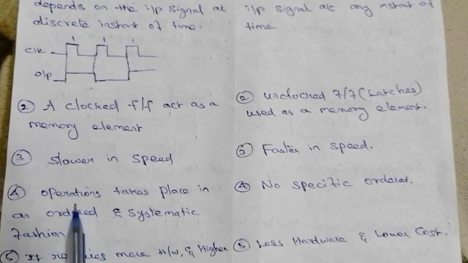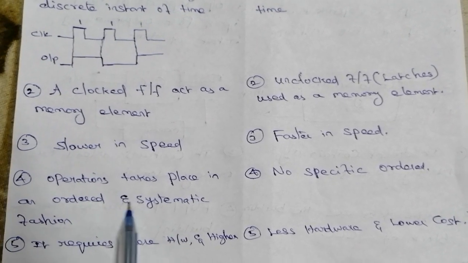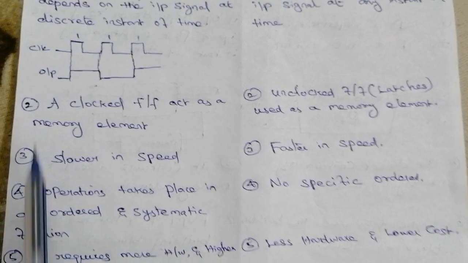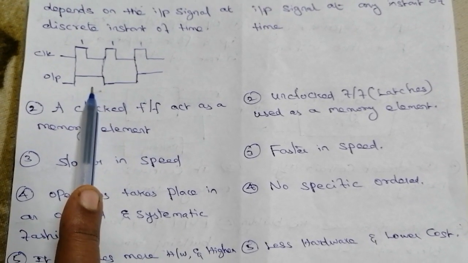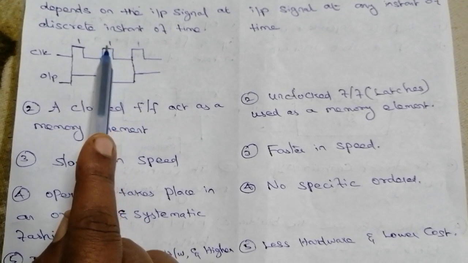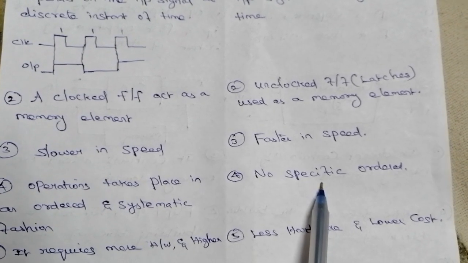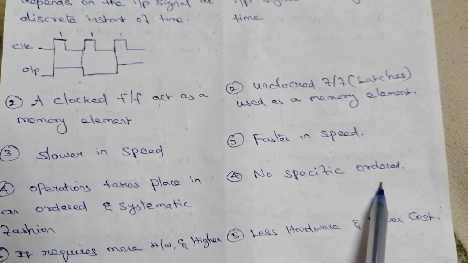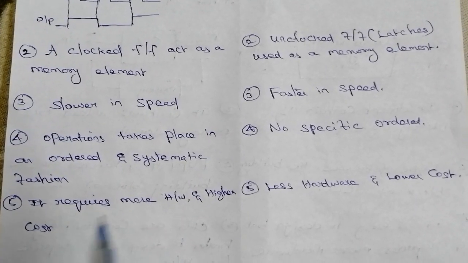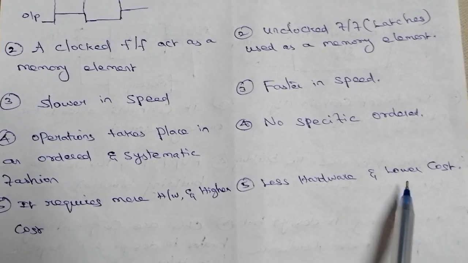In a synchronous sequential logic circuit, the operation takes place in order, which means in a systematic fashion. When the clock signal is applied, only then does the output change occur. It waits for the next clock period for the next change, so it is an ordered, systematic fashion, whereas here there is no specific order because we are not using any clock signal. The synchronous circuit requires more hardware and higher cost also. The asynchronous circuit requires less hardware, so cost-wise it is very cheap.